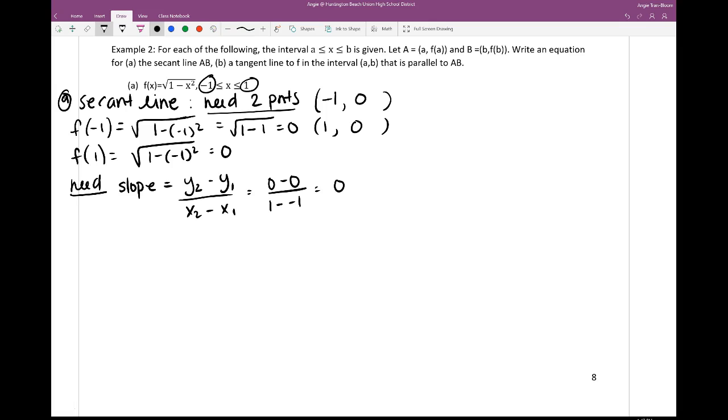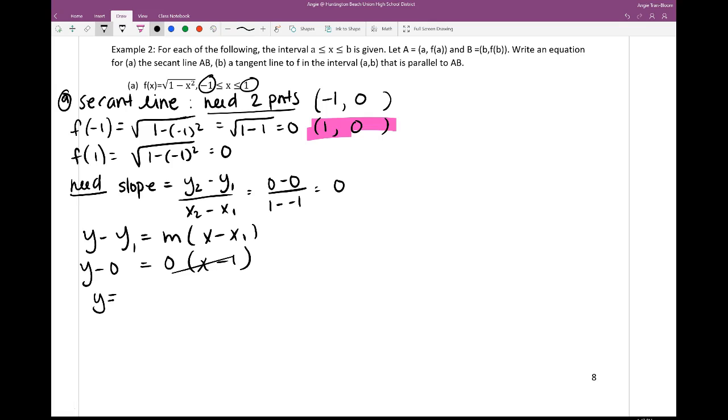And here is the secant line. y minus y1 equals m times x minus x1. You can pick either point, but I'm going to pick the positive one, okay? So y minus 0 equals slope 0 times x minus 1, but 0 times anything is going to be 0. So my secant line is y equals 0. So that is the line.